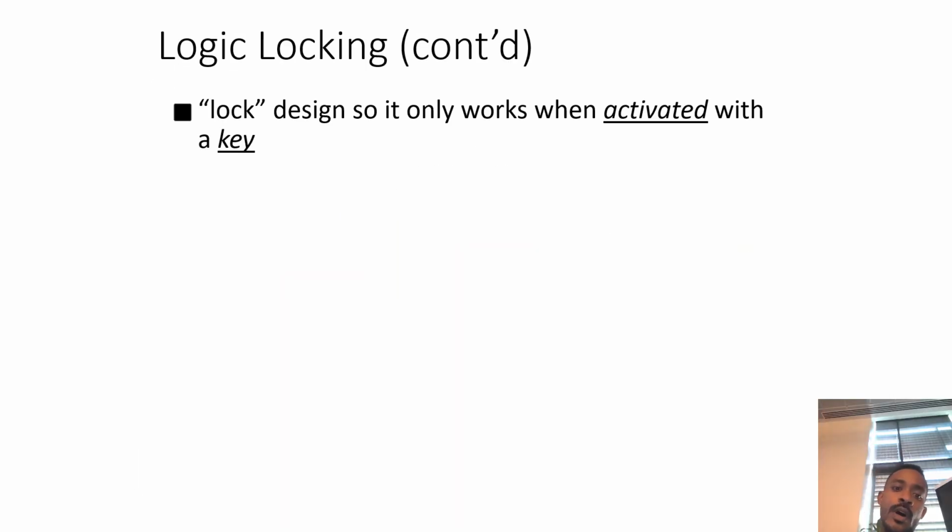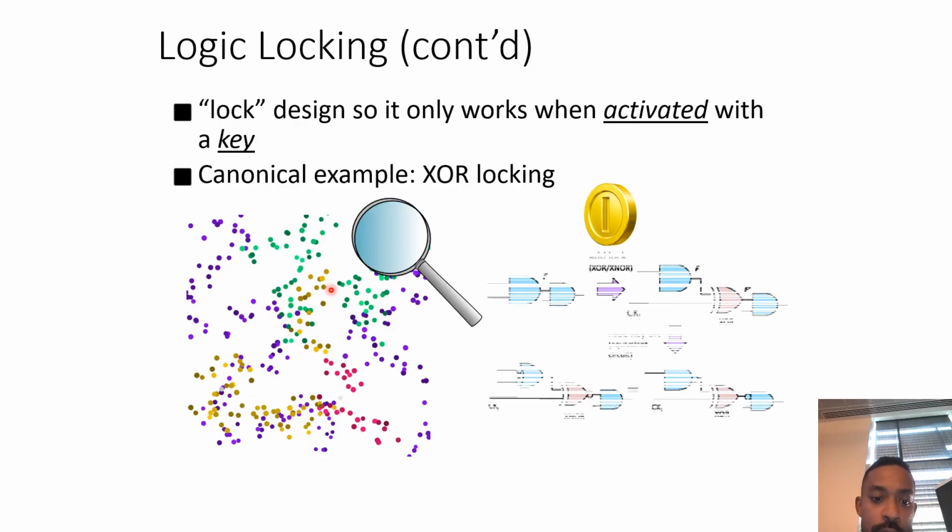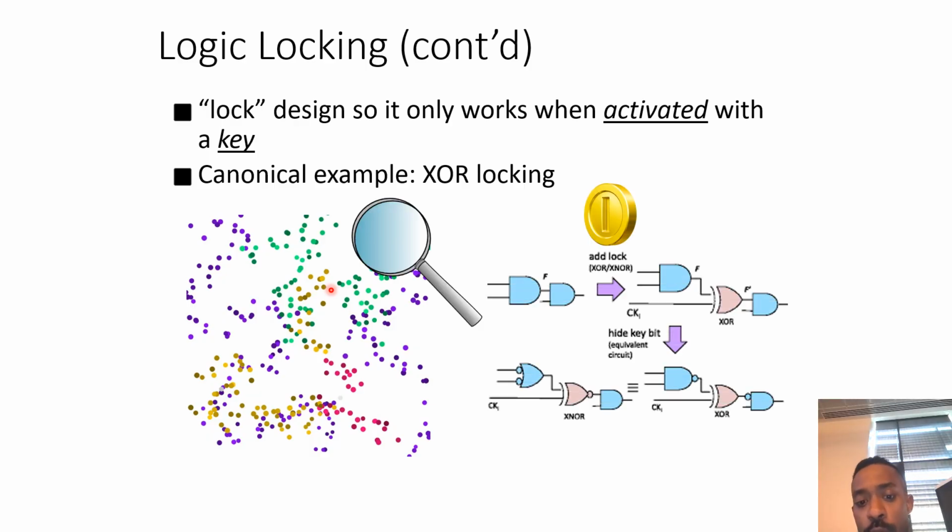So what to do? One way to go about it is to lock the design so it doesn't function correctly unless activated with a certain key. And this is an example of what that might look like. This is one of the first mechanisms that was proposed for this purpose. The idea here is you select a number of wires in the circuit at random, where the number of wires you select is your security parameter. For each wire, you first flip a coin, and depending on the result of the coin flip, you insert either an XOR or an XNOR gate into the wire.